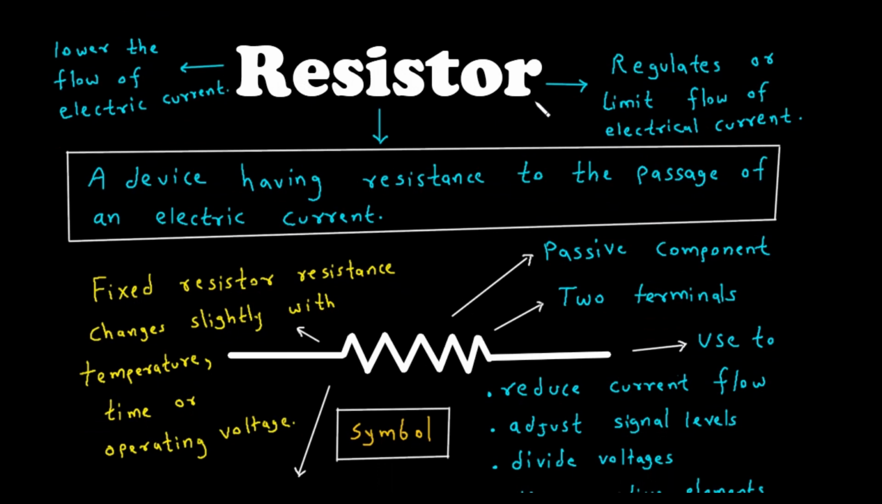Now here we can see resistor. It lowers the flow of electric current. What does a resistor do? It lowers the flow of electric current and regulates or limits the flow of electrical current. So this is the work of a resistor. Now here is the definition we can say. A device having resistance to the passage of an electric current is called a resistor. So this is about resistor.